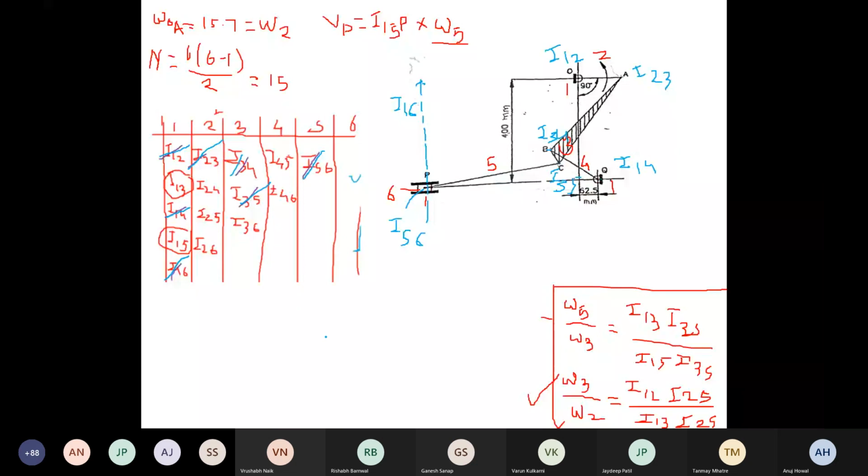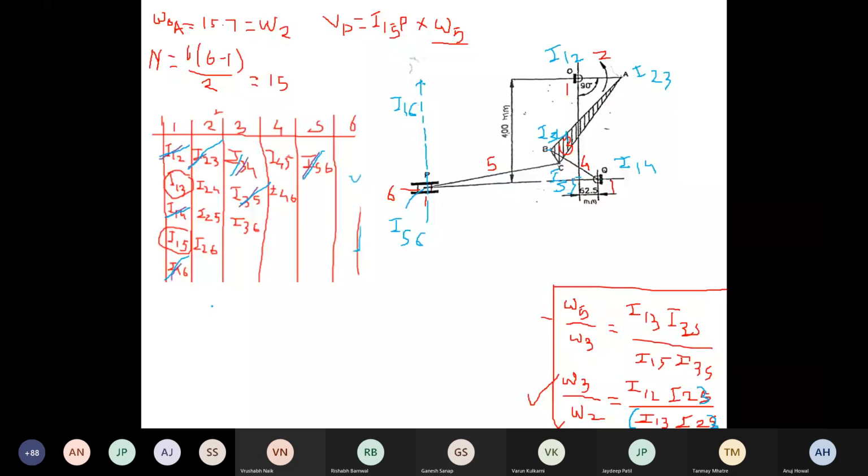Okay, suppose we write the first formula, omega 3 upon omega 2. You will get I12, I25. I12 is present in the given configuration diagram. I25 is present in the given configuration diagram. I25 है क्या? Sorry, I23 है. I23, not 5. I23 is present here. Then I13 is unknown. Means by using this Henry's theorem, you have to find out this term I13.